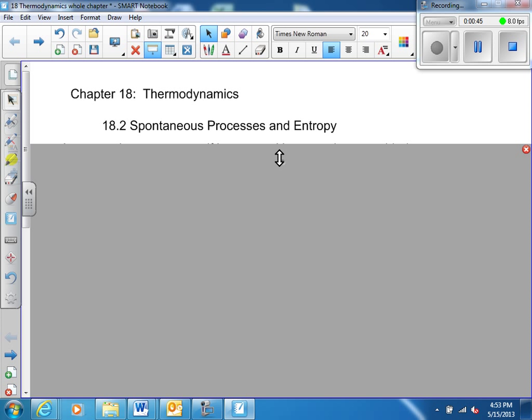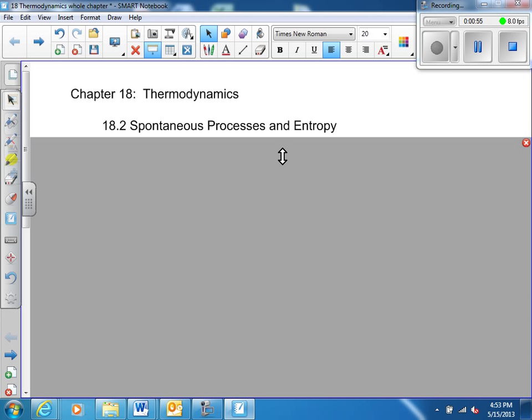It happens. You don't need to put work into it to make it happen. And in fact, you will learn very shortly that when you have a spontaneous process, it can do work for you. Entropy is something totally different from spontaneous processes. It affects whether or not something is spontaneous. But entropy is a measure of how many different ways you can organize a system.